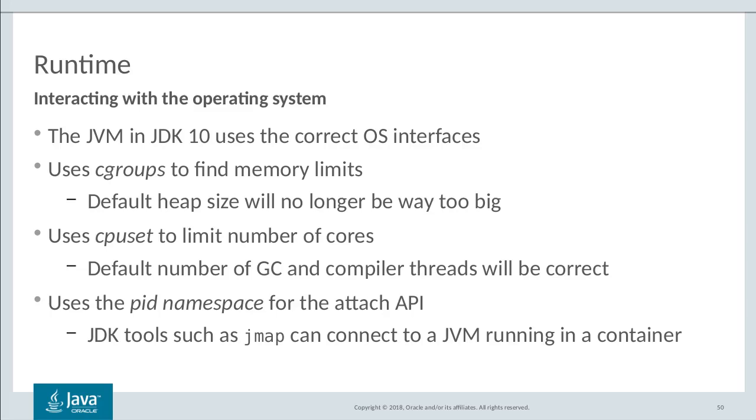In particular, it uses the cgroups interface to find the memory limit, which means that the default heap size will no longer be way too big when you run the JVM inside a Docker container. It also uses the CPU set API to limit the number of cores available to the JVM, and in practice, this means that the default number of GC and compiler threads will now be correct. And finally, it also uses the PID namespace for the JVM's own attach API. This means that tools such as jmap can now connect to a JVM running inside a Docker container.